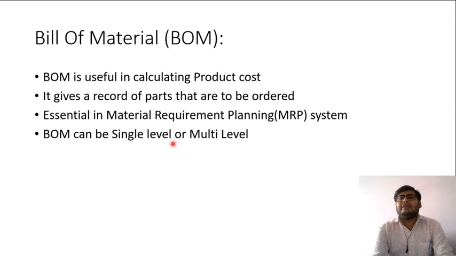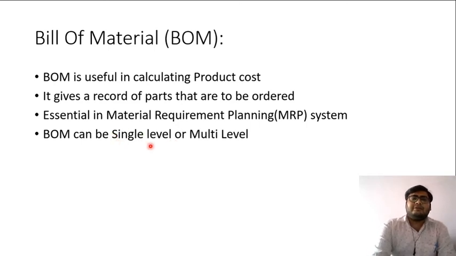Now bill of material can be of two types: a single level bill of material or a multi-level bill of material. Single level bill of material is the simplest of them, and a multi-level bill of material will have some assemblies and sub assemblies. We will see both of these with examples.